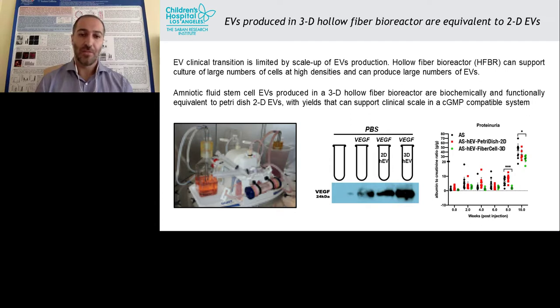Amniotic fluid stem cell EVs grown in this cartridge produce biochemically and functionally equivalent EVs similar to the 2D-derived EVs that we grow in our culture room, with yields that can support a clinical-scale and GMP-compatible system. Just like with the 2D EVs growing in our lab, we performed the same assays for the bioreactor-derived EVs, and as you can see in these figures, the potency assay was not any less than the 2D-derived, it was even better, and the improvement in proteinuria was much better than with the 2D system. So this is very encouraging, and we're looking forward to improving this even further.